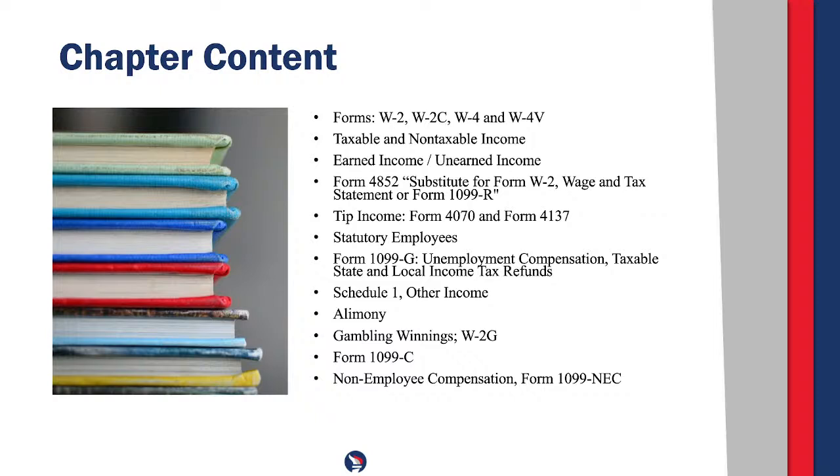I want to talk a little bit about Schedule 1 and the other income that goes along with it. We're going to talk about alimony and how that's changed in the past couple of years. Another thing that we're going to talk about is W-2G, gambling winnings. We're also going to mention the Form 1099-C and the Form 1099-NEC.